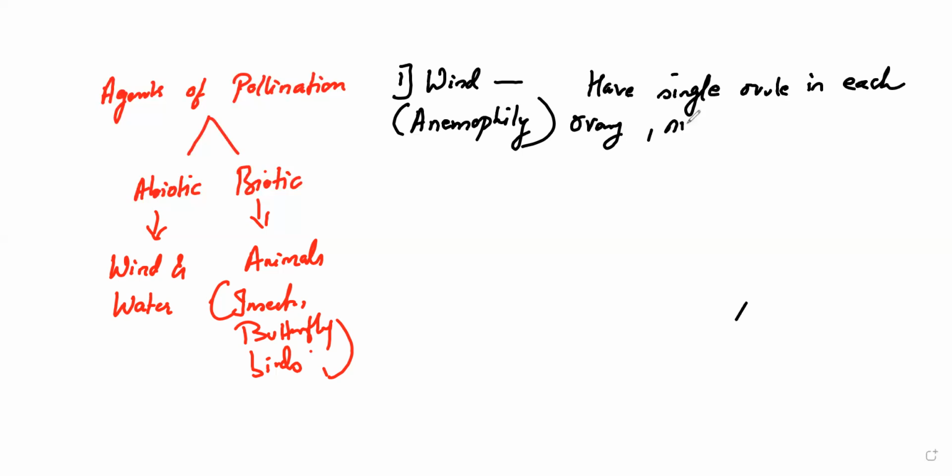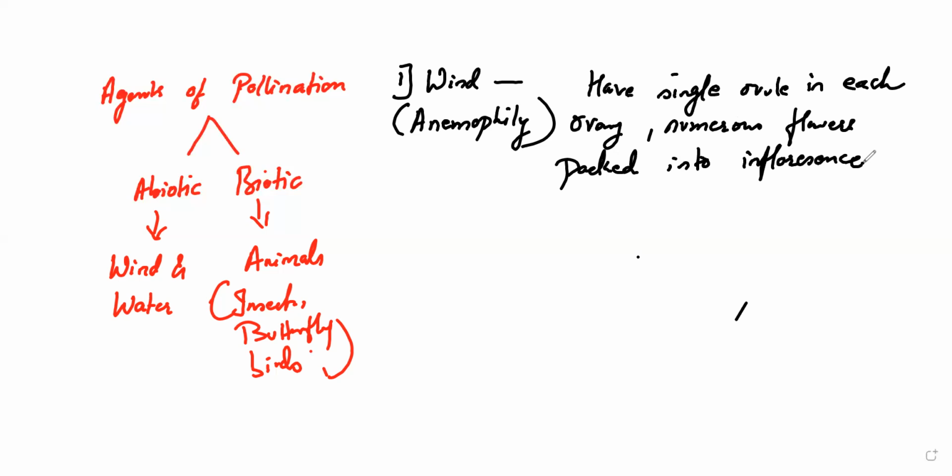Plus, whatever the flowers, the large number of numerous flowers that are there, they are packed into the format of an inflorescence. Inflorescence pattern will be there. Okay, so where the pollen grains are usually present is in the male part, the anther. So the wind, whenever it's blowing, should transfer those pollen grains out from that flower to another flower. In order for this to happen, the flowers should have certain characteristics.